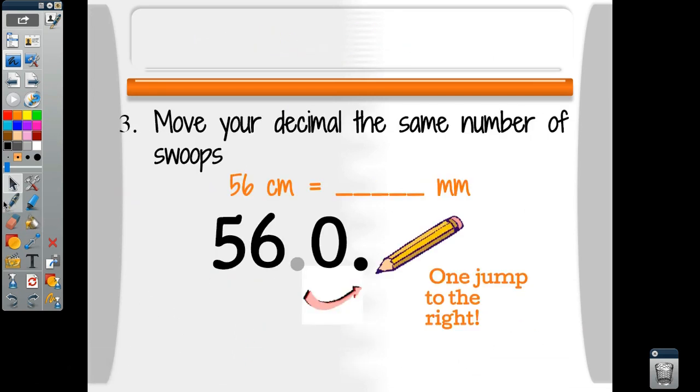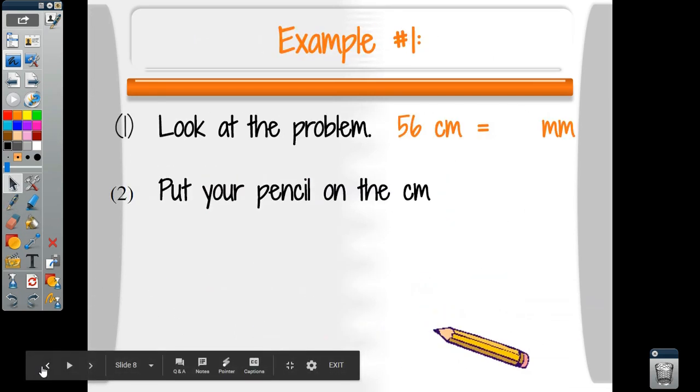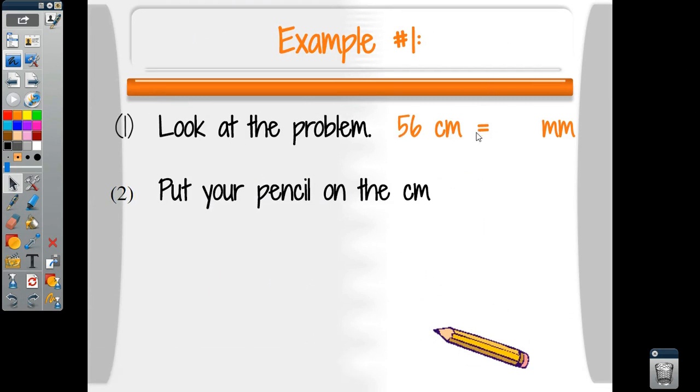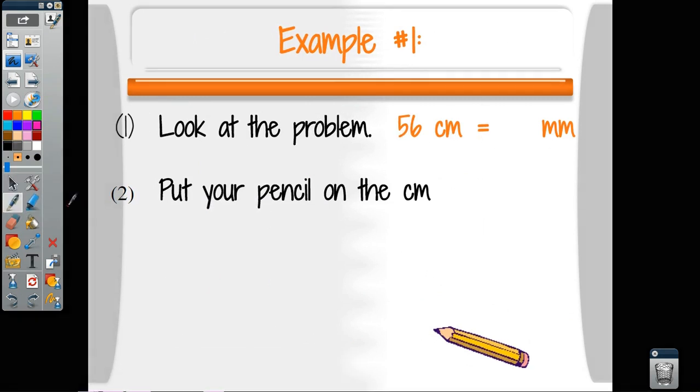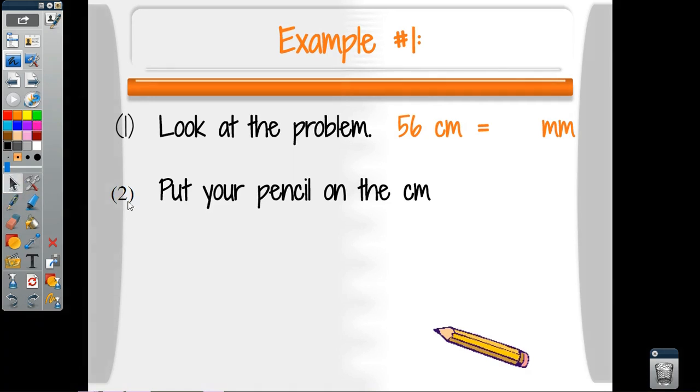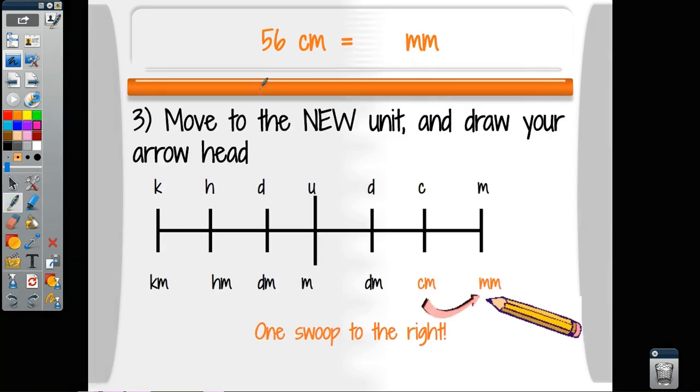So let's take a look at my first problem. I have 56 centimeters equals blank millimeters. First thing I do is set up my King Henry, which I have right here. I start my pencil on where I know. I know how many centimeters I have, so that's where I'm starting my pencil. I want to know how many millimeters. Milli is right here, so that's where I'm going. I went one swoop this direction.